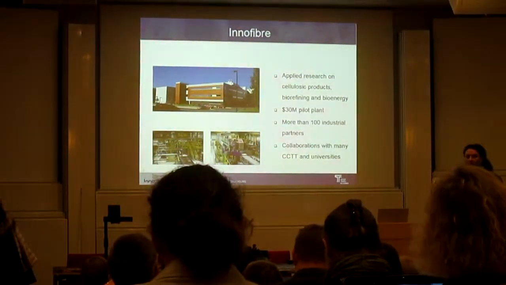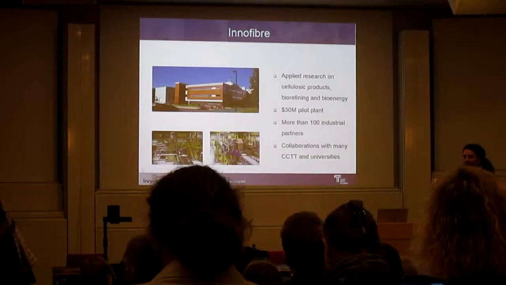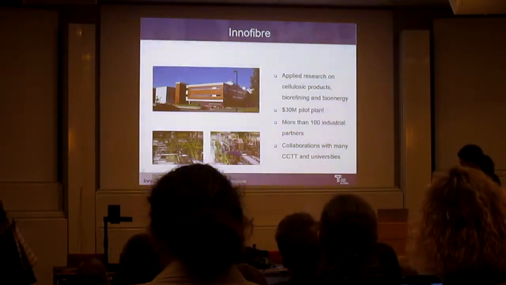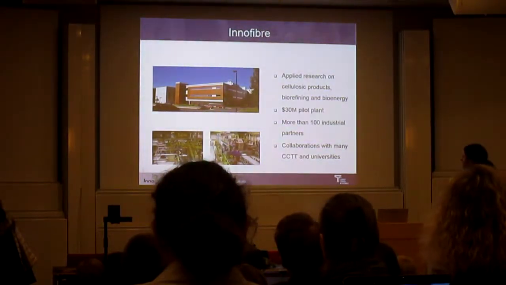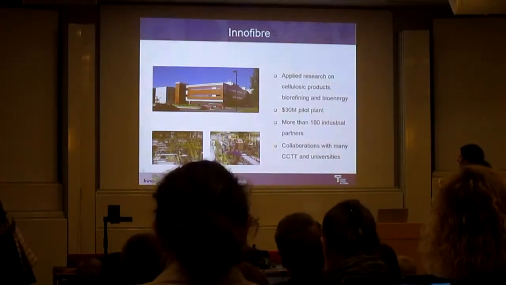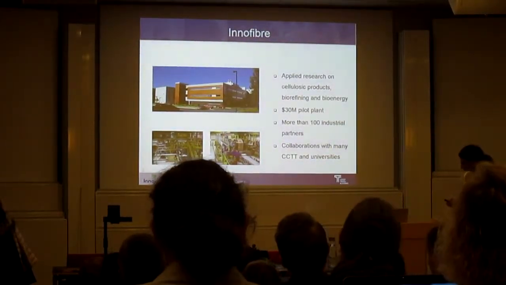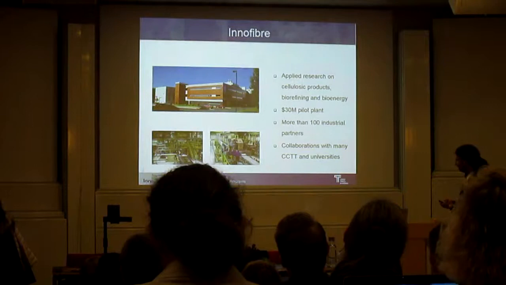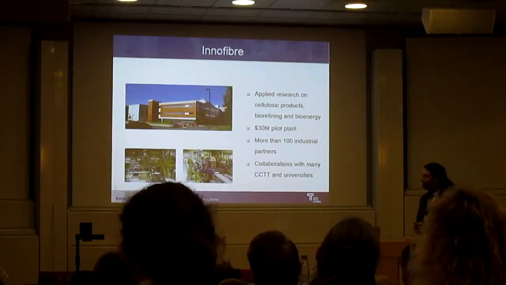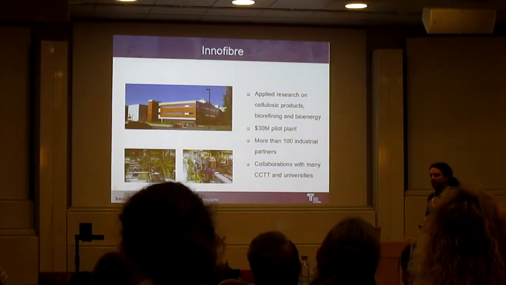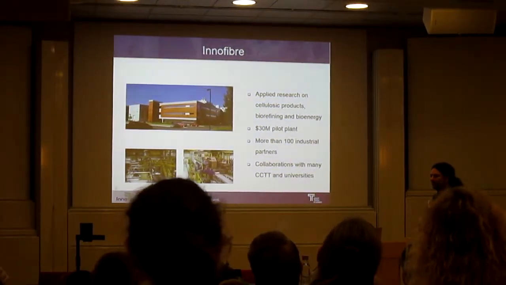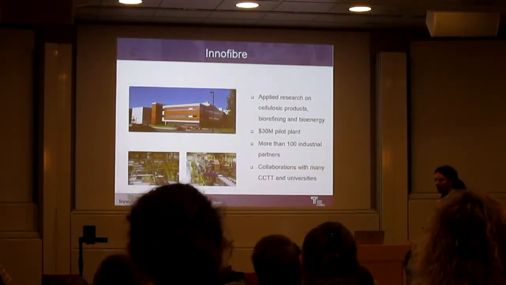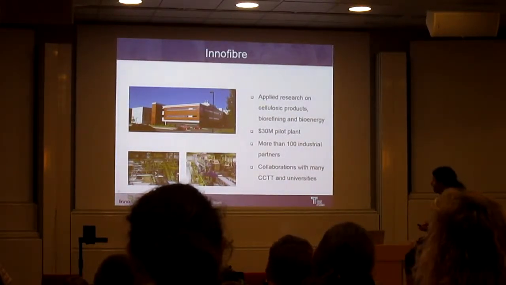Like I told you, we make applied research on cellulosic. In fact, we have two research axes. One is related to cellulosic products, and the other one is related to biorefining, bioenergy. We have a facility of more than 30 million, which includes a state-of-the-art pilot paper machine with stock preparation, and we also have a pilot scale thermoformed pulp product machine.